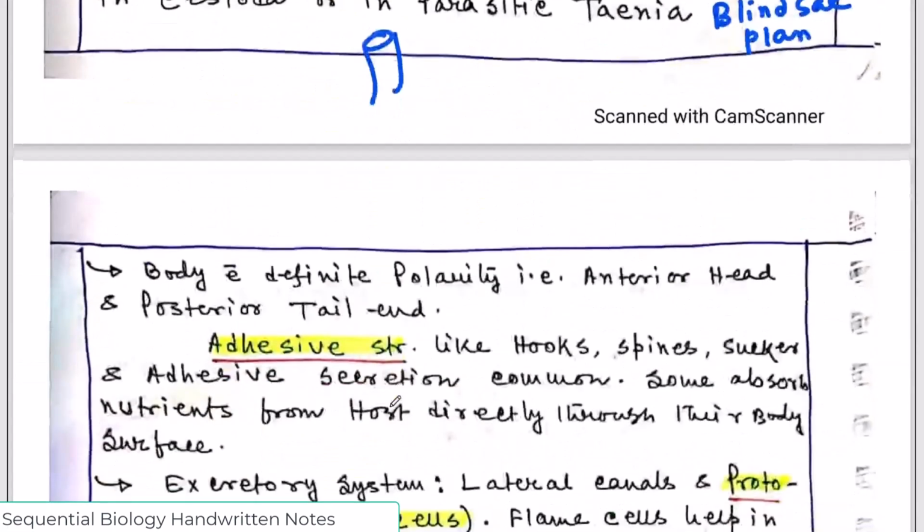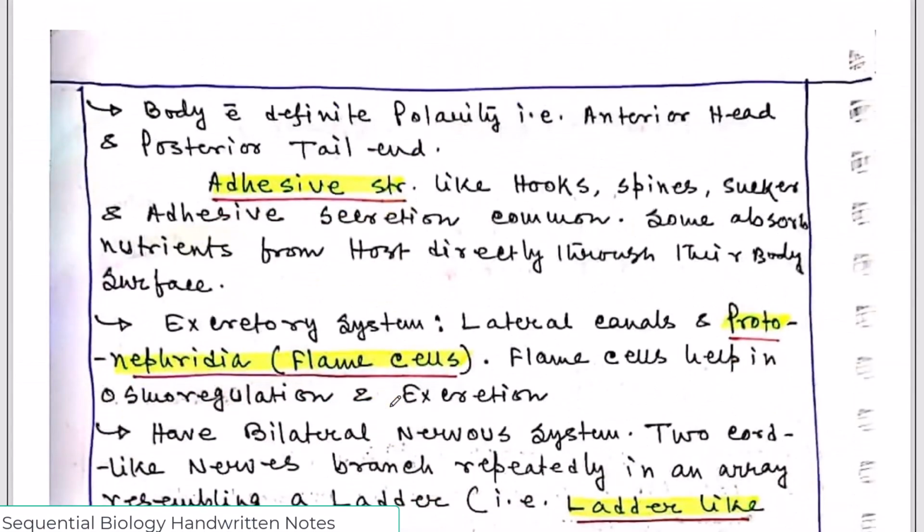Now the body with definite polarity, that is the anterior head and posterior tail are present, and the adhesive structures like hook, spine, sucker and the adhesive secretions are common. Due to the presence of these adhesive structures, they are usually parasites, and they reside inside the body of the host or the human body by hook, spine and the sucker.